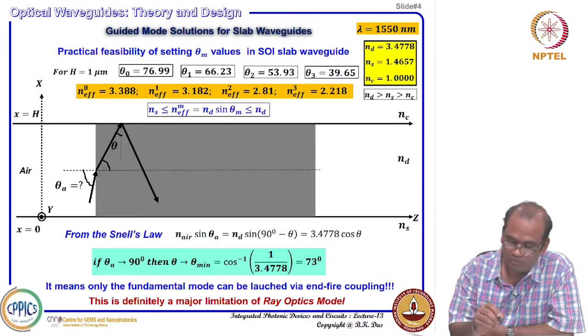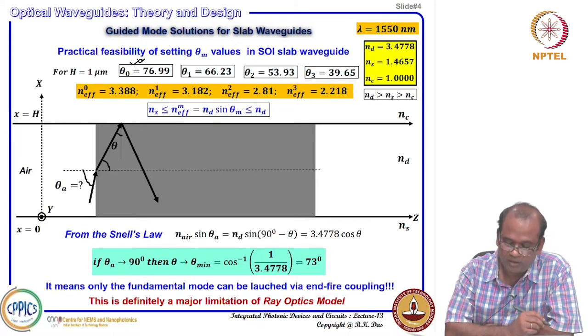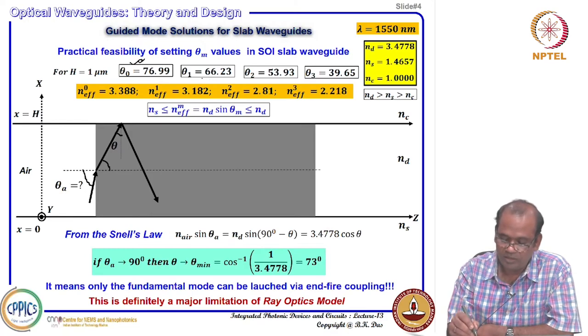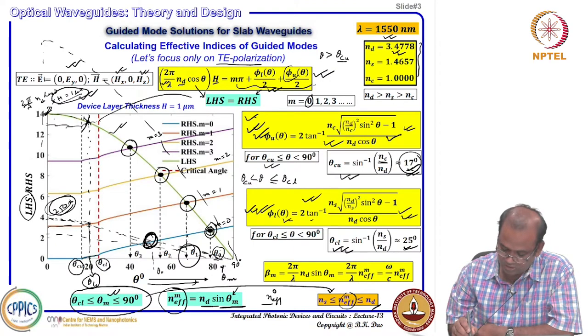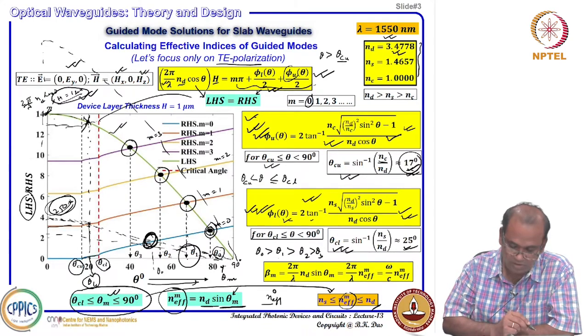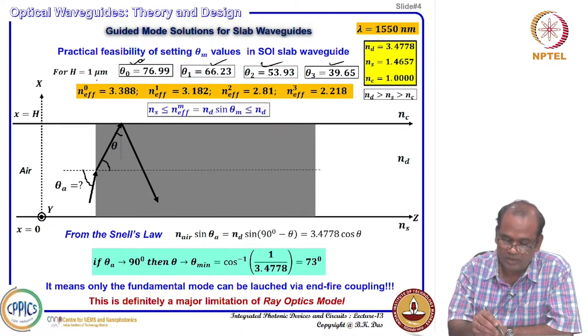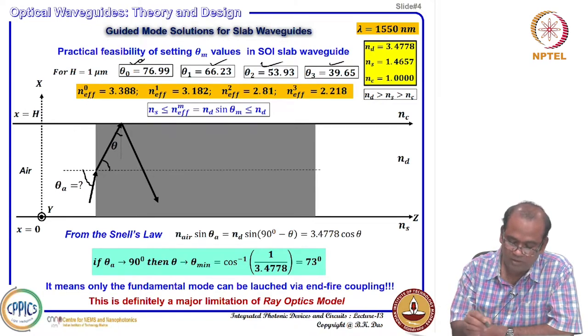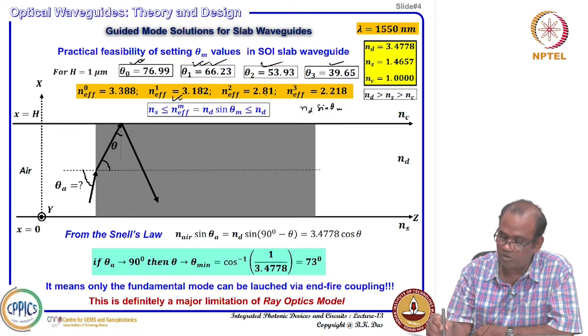Now, let us put down the numbers. Theta naught, whatever solutions we get, is 76.99 degree. Theta 1 is lower, as you see here, for higher order modes. Theta naught is the highest, so I can say theta naught is higher than theta 1, higher than theta 2, higher than theta 3. That means n effective 0 will be higher, n effective 1 will be next higher and so on. So, all the theta values are in descending order for higher order modes, and n effective is nothing but n d sin theta m. You put theta m, you get n effective. As theta reduces, n effective reduces. So, different modes will have different refractive indices.